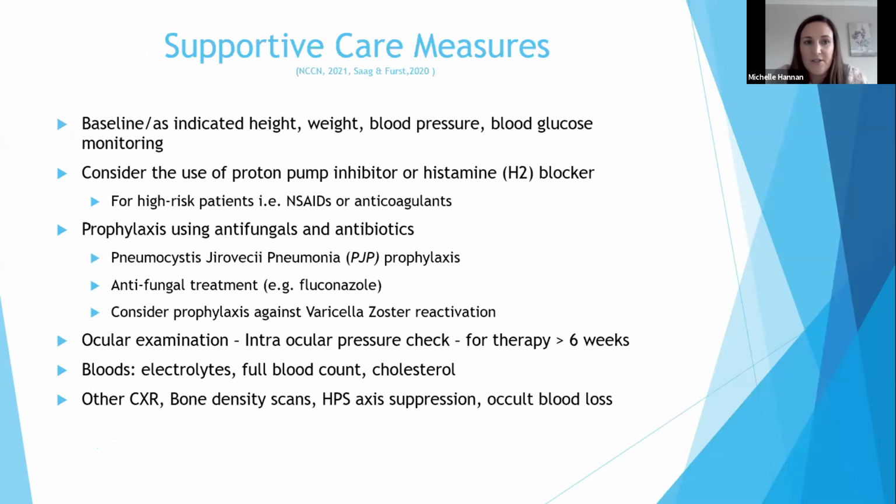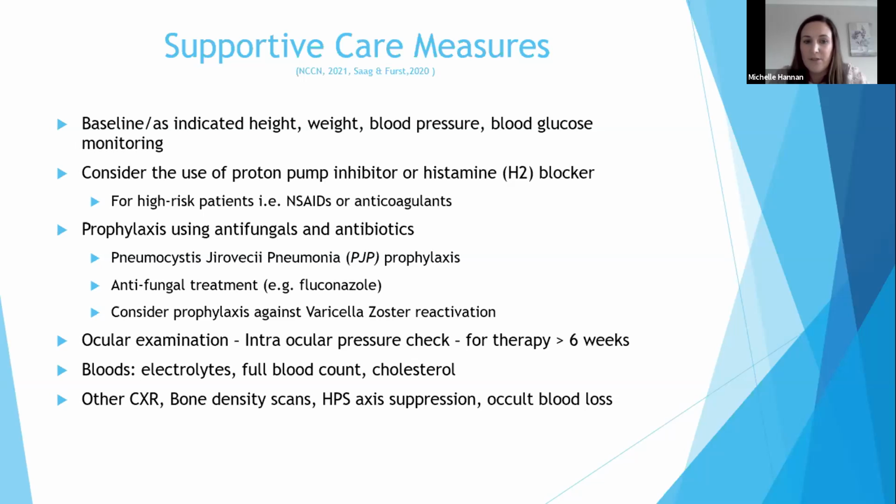Additional supportive care measures then include, ensure that we do at baseline and as indicated, frequently as indicated, height, weight, blood pressure, and blood glucose level monitoring. We need to consider the use of a proton pump inhibitor or equivalent, especially for those at high risk of gastritis and gastric ulcers, such as those on non-steroidal anti-inflammatories and anticoagulants. Consider antifungal prophylaxis and varicella zoster prophylaxis. And I suppose patients that have not had chickenpox in the past need to be advised that if they do come into contact with somebody, they need to seek urgent medical attention.